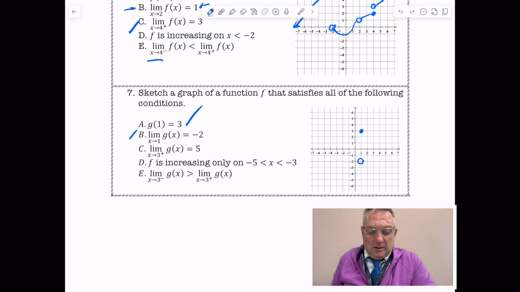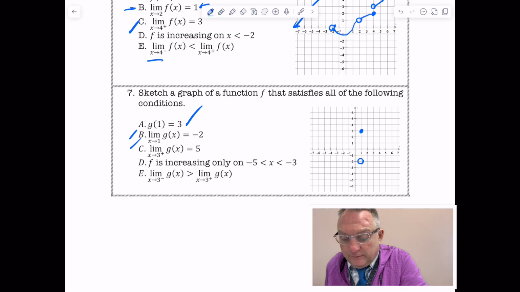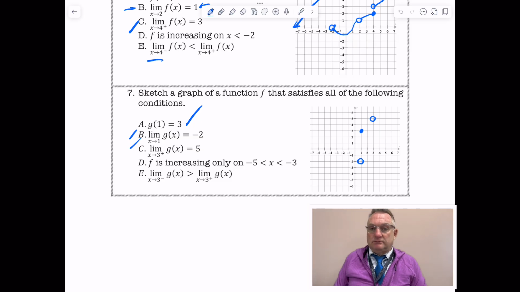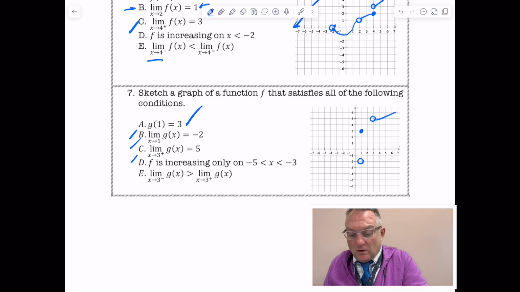Then they tell me that the limit when you go to 3 from the positive side is equal to 5. So I'm going to plot (3, 5) with an open circle. And from the positive side, it connects into that. So I might do that. Again, I might adjust it, but I don't want to lose track of the fact that it connects into that. Okay. Then they tell me f is increasing from -5 to -3. So from -5 to -3, I'm going to make it do this and this. So it's increasing all the way through.